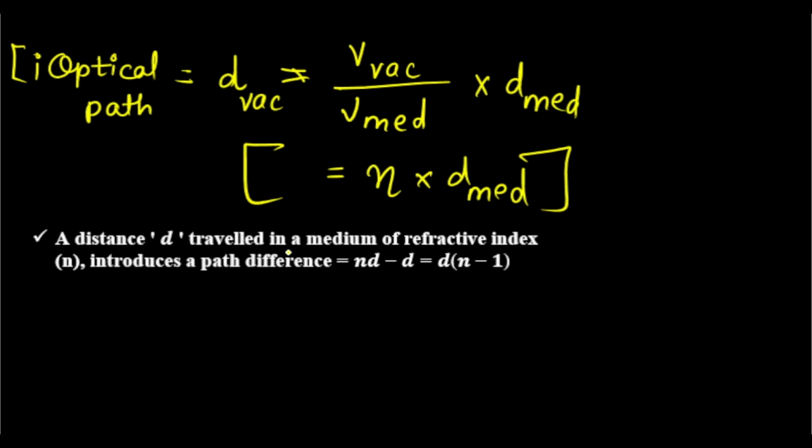A distance d traveled in a medium of refractive index n introduces a path difference equal to n d minus d, so d into (n minus 1). This is also an important formula.